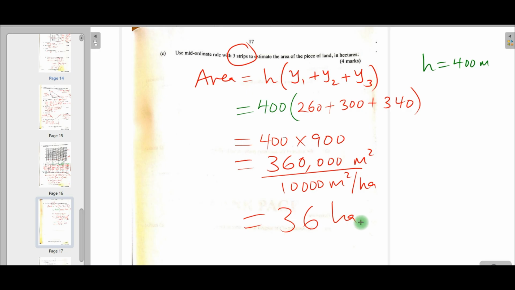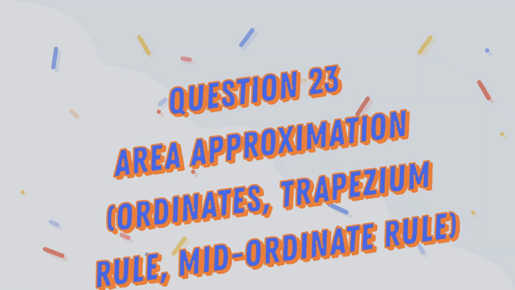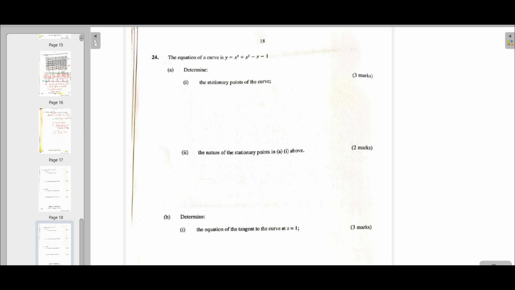Lastly, we get to question number 24. The equation of a curve is y equals x cubed plus x squared minus x minus 1. We need to determine the stationary points of the curve.